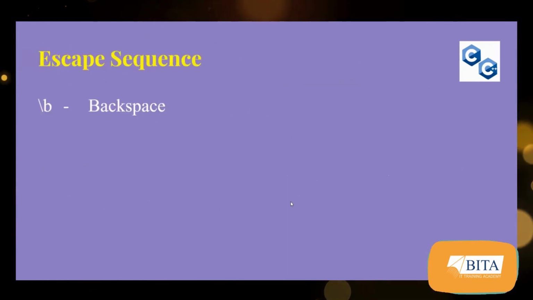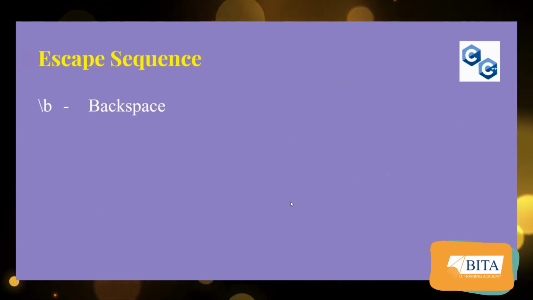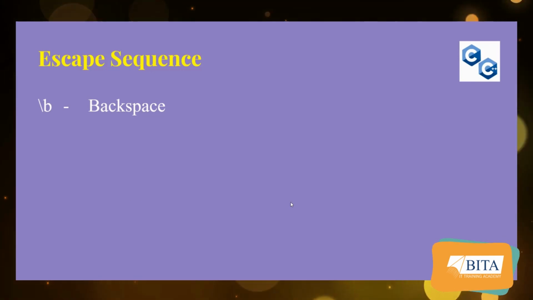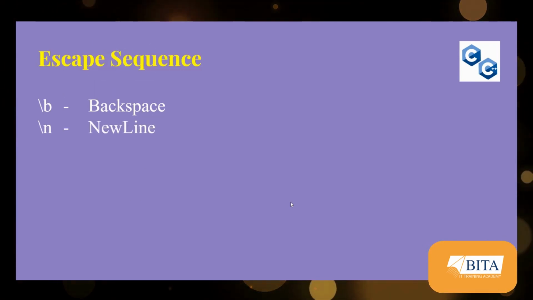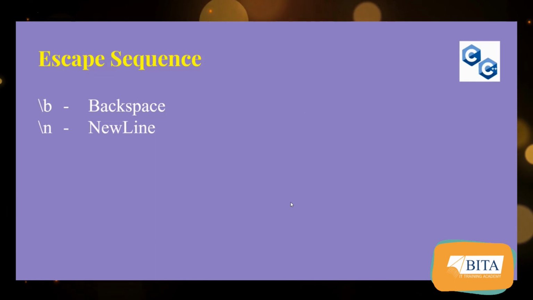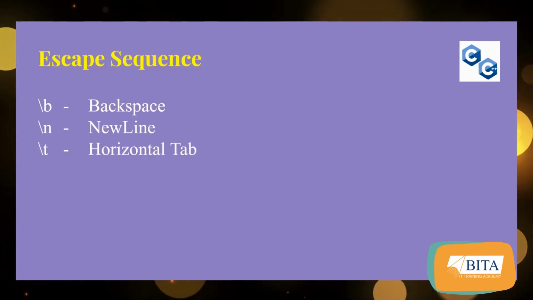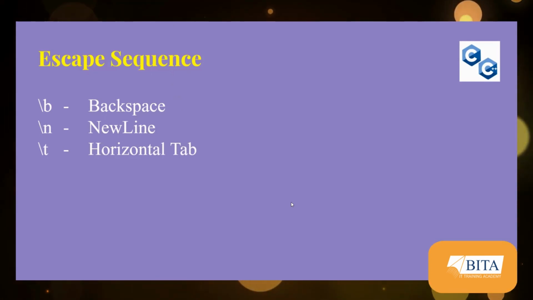The first one is the backspace. This backspace is used to move the cursor backward. The next one is the new line. It moves the cursor to the start of the next line. And then comes the horizontal tab. It inserts white space to the left of the cursor.